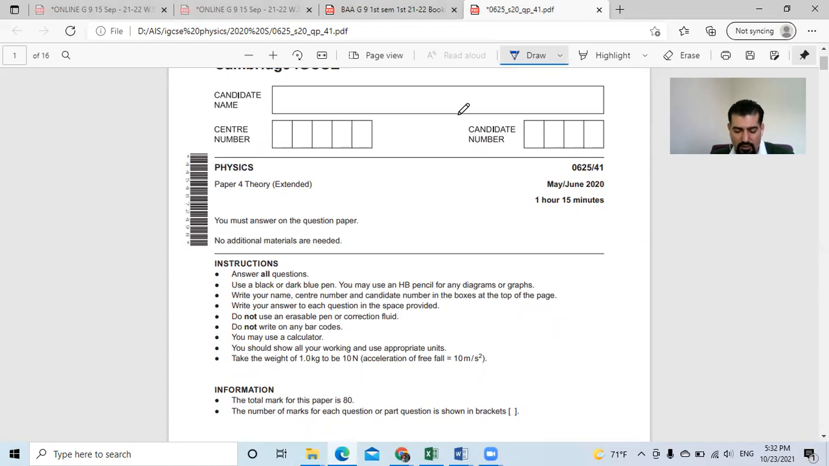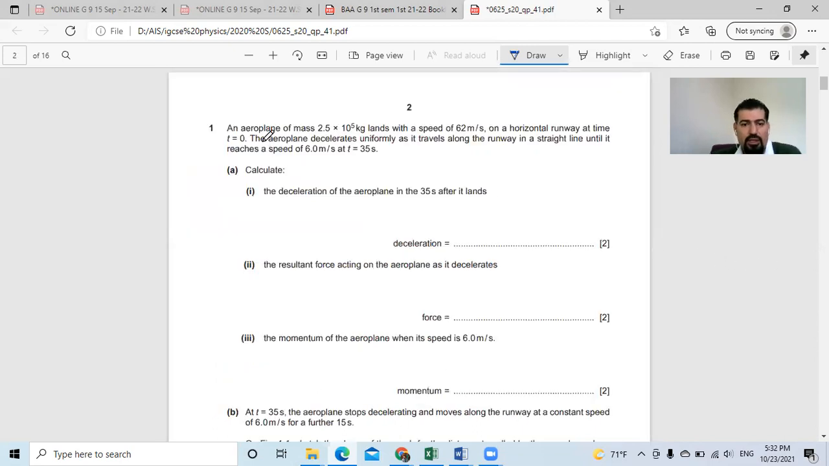Today we are going to answer the three questions that ask about the general physics unit in the May-June session 2020, paper 4.1. First of all, in this question, an airplane of mass 2.5 times 10 to the power of 5 kilogram lands with a speed of 62 meters per second. This is U, the initial speed, on a horizontal runway at time t equals 0.